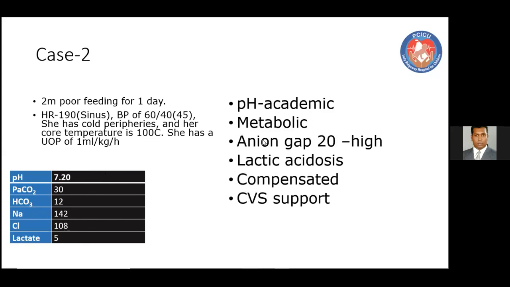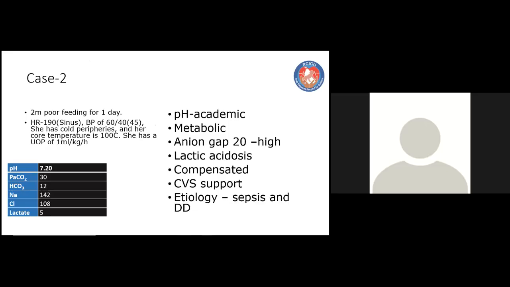And whenever you have metabolic acidosis, you need to look at the anion gap. So anion gap is 20. So which means you have to look into MUDPILES and look at the lactate. Lactate is high. So this patient is having lactic acidosis, which is compensated actually with reduction in the carbon dioxide. So this patient is actually having compensated shock, or most likely sepsis. So requires cardiovascular support.